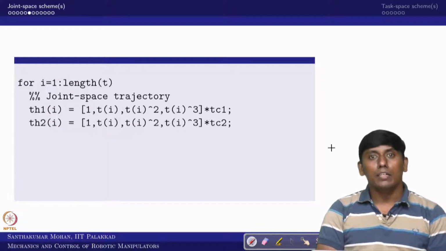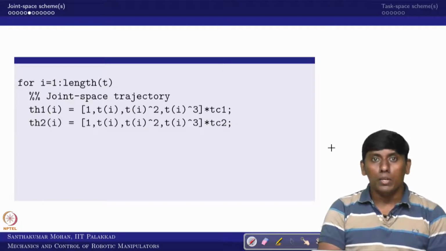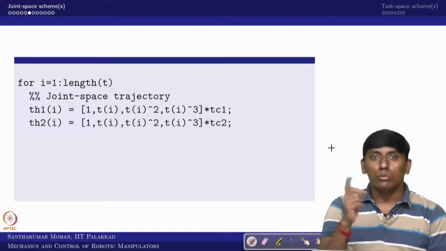Once you calculate them, we can go to the loop where we run based on the T0 to Tf profile. So theta 1 and theta 2 can be generated once you know these.